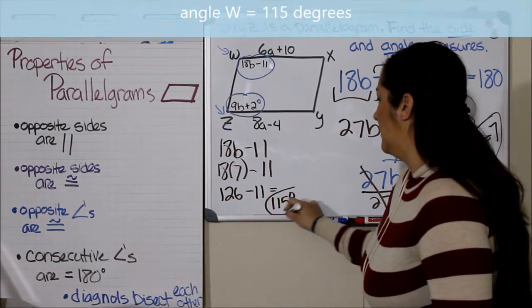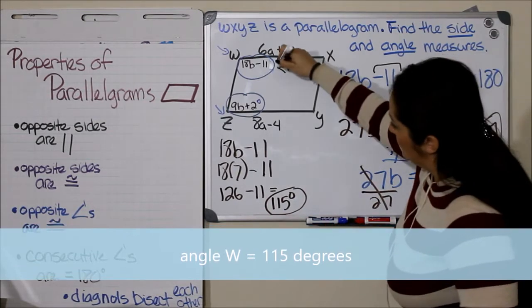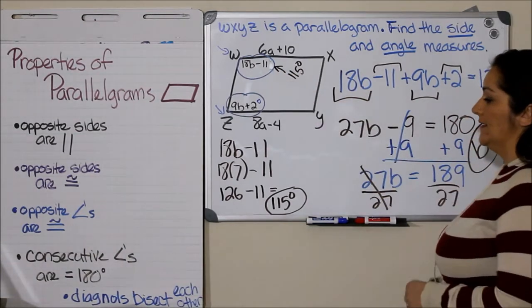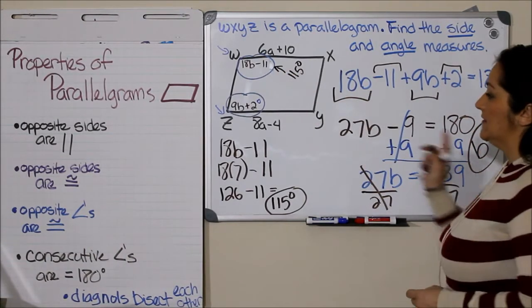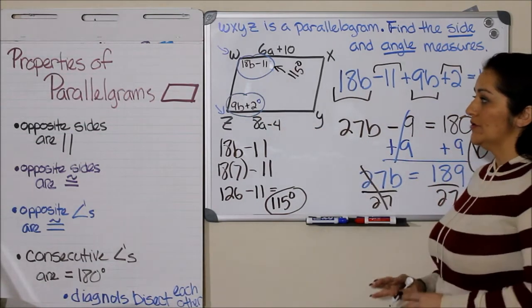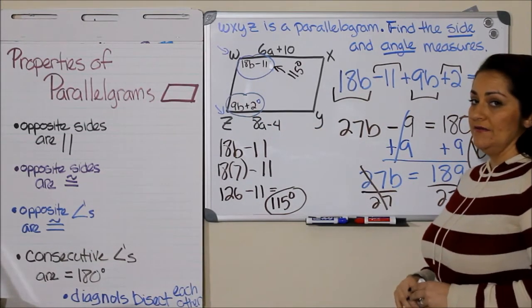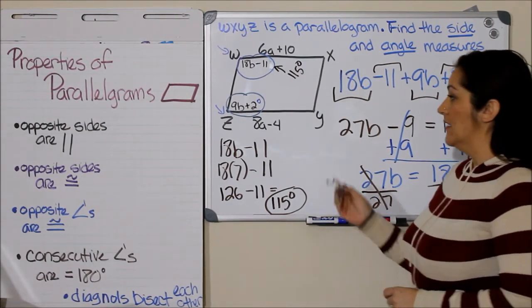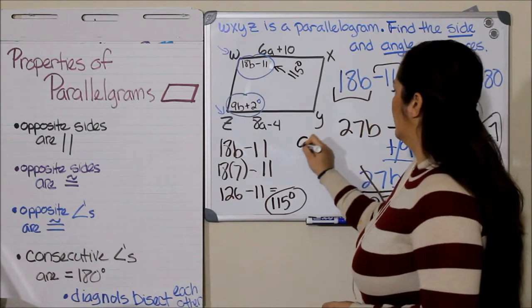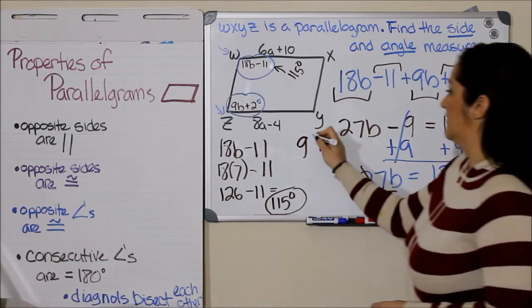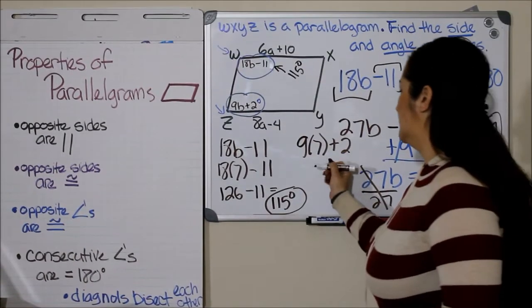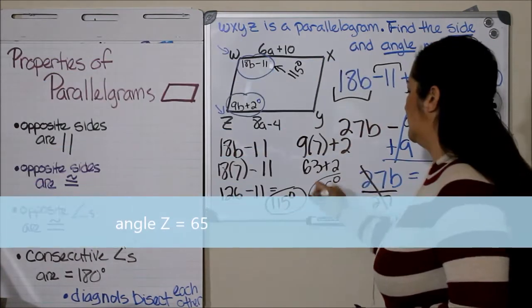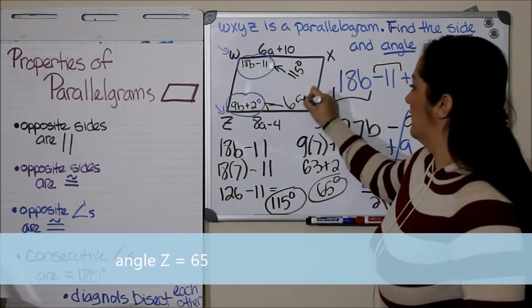So 115 degrees. That's this one, 115 degrees. And I know that they should be 180 together. So when I plug this 7 in here, I can be pretty sure that my answer should be 65 because that's the only thing that's going to give me 180. But let's plug it in and check anyway. So I have 9b, 9 times b, b is 7. 9 times 7 is 63 plus 2, which is 65 degrees. So this one here is 65 degrees.